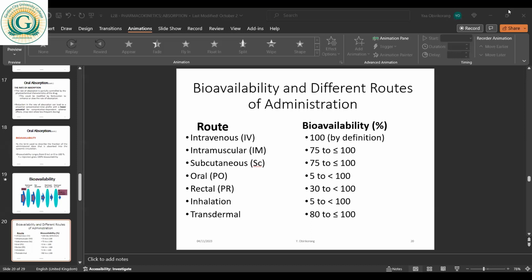Okay, you can get to know the bioavailability of the drug. Just a minute, I want to show you the drug information. Not showing. So I am going to show you what I am talking about.